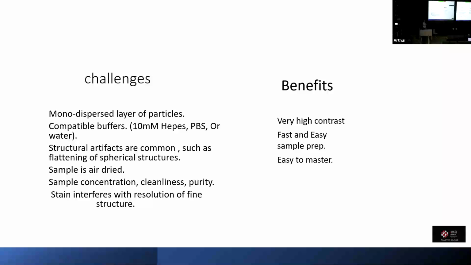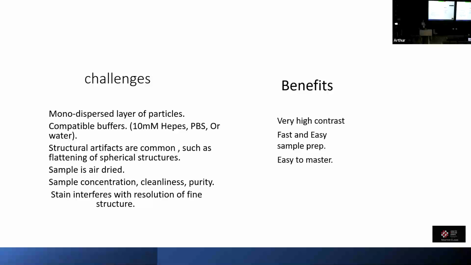Structural artifacts are common with negative staining, and that's why cryo was invented, frankly, such as flattening of spherical structures. The sample is air dried, and there's your problem as well. If you're wanting to look at something in a native state, air drying is not where you want to be. Sample concentration is critical. Cleanliness is critical. Purity is critical. And the stain, because it's binding to your structure, is going to interfere with resolution of fine structures. When you start magnifying things, you get to a point where you're just magnifying the stain.